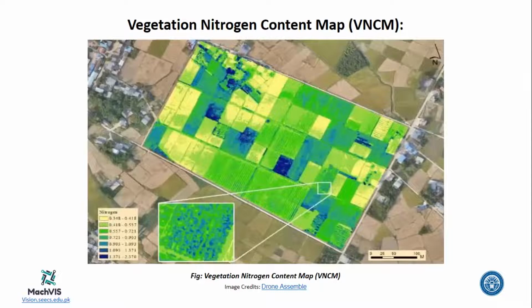So, vegetation nitrogen content. Using this particular map, you can inspect the region and find out whether the stress is because of a pest attack or because of the soil contents. With this particular index, vegetation nitrogen content, here the values are low, medium values, high values.